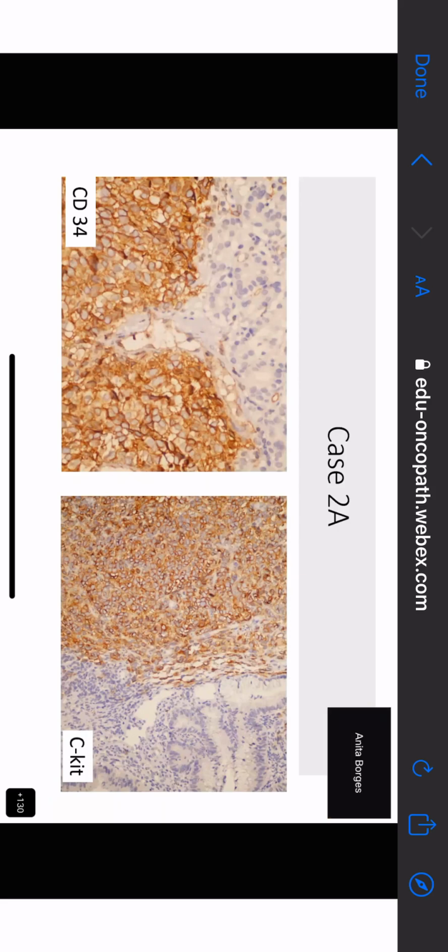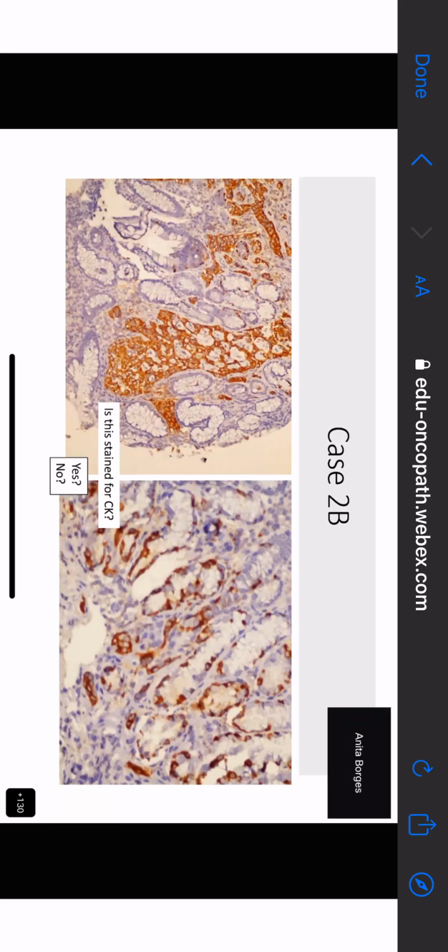So, Sweta, what is the diagnosis in this case 2A? Yes, ma'am. Gastrointestinal stromal tumor. Okay, very good. So it is an epithelioid variant of gastrointestinal stromal tumor. Dia, are you happy about the diagnosis? Yes, ma'am. Very good. Okay.